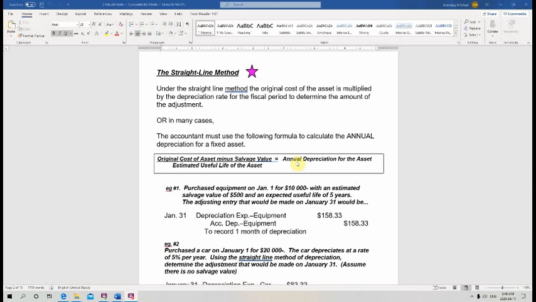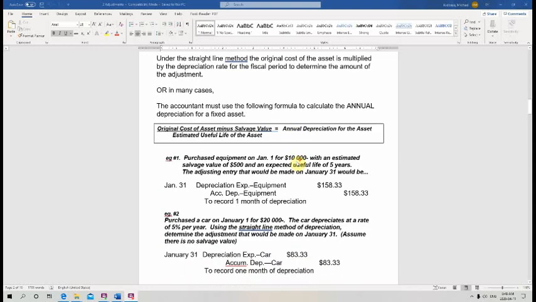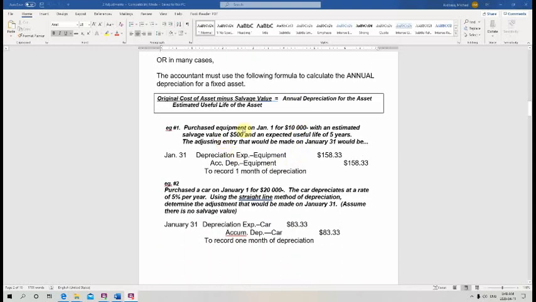So this will make a little bit more sense with an example. Let's suppose we purchase equipment on January 1st for $10,000 with an estimated salvage value of $500 and an expected useful life of 5 years. Now, the adjusting entry is always going to be the same, remember, so you're going to have to memorize it. Depreciation expense equipment, because we're dealing with equipment, debited, and accumulated depreciation equipment credited. If we were talking about a car, we just replace the word equipment with car. If we're talking about a building, same thing.